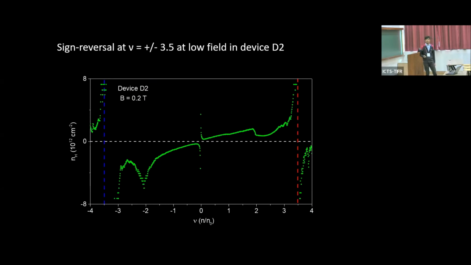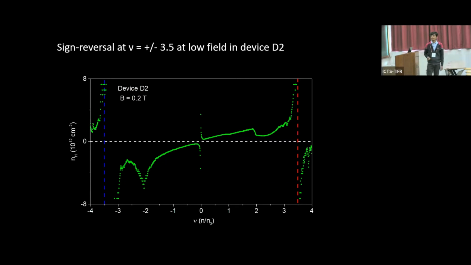Now these features are robust. They are reproduced in another device. So you can clearly see a sign change at 3.5 both on the electron side and hole side, and a reset type of behavior at the half filling for both electron and hole side. And note that they persist down to 200 millitesla, which is also a very low magnetic field.